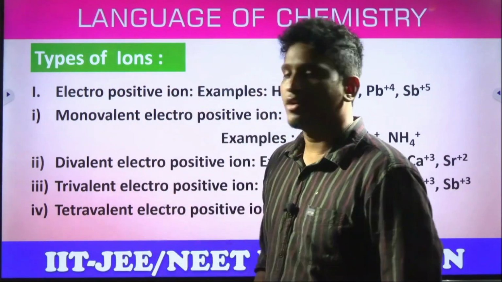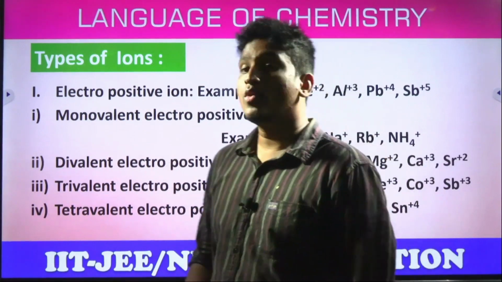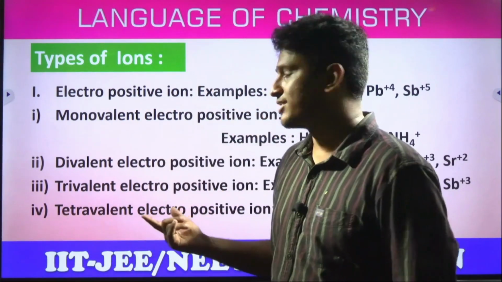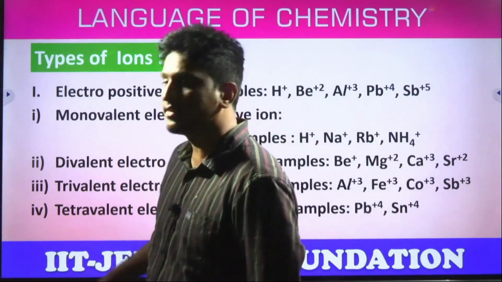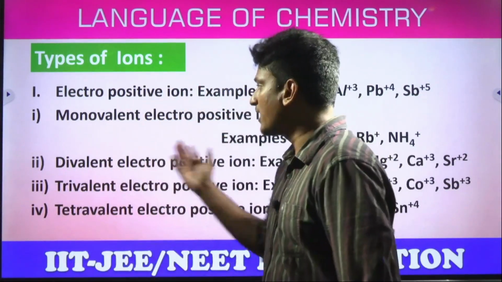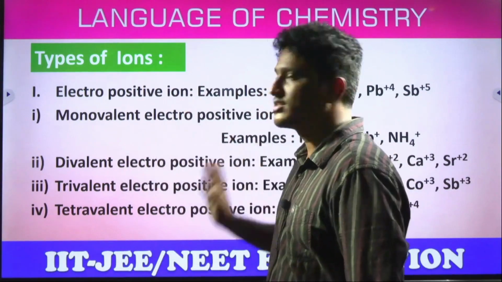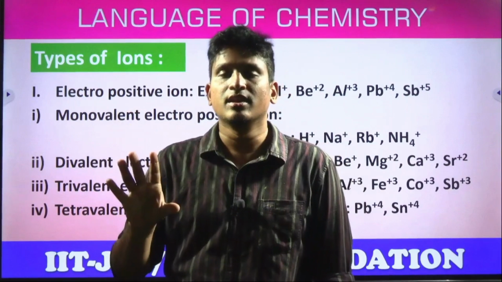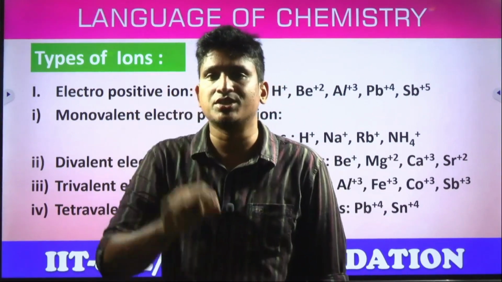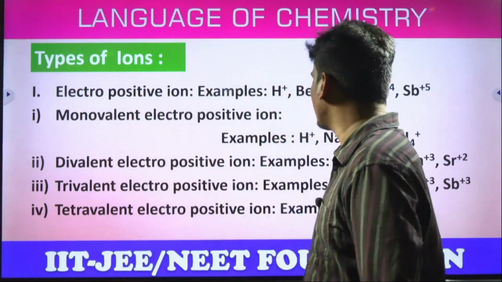So we have the following types. The first one is called monovalent electropositive ions. Students, the first type is called monovalent. What's the meaning of monovalent? Mono means single, that's it. Its valence is 1. Electropositive, it's positive. That means the ions which have plus 1 charge all come under monovalent. Look at the examples here.